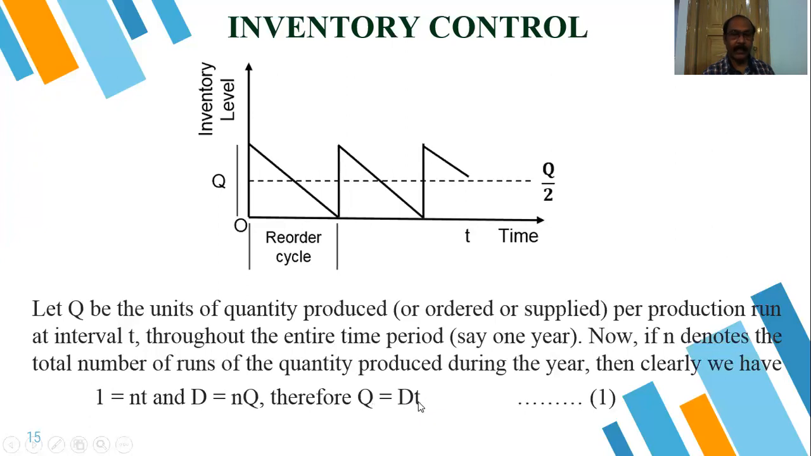Because this T is basically a fraction value. If we mention T in hours or a month and 1 is the year, obviously this T will be a fraction value. This is our relation 1. It is clear from the diagram.